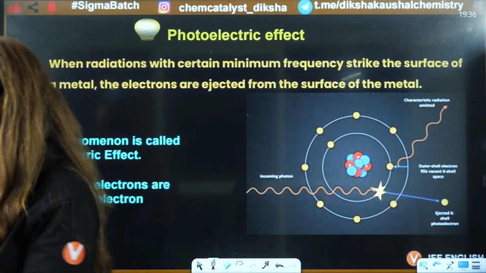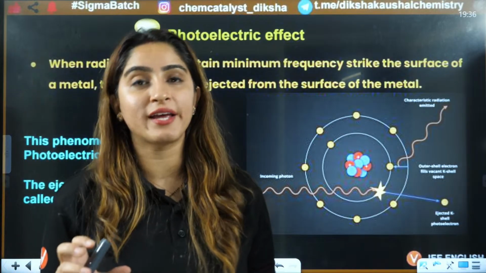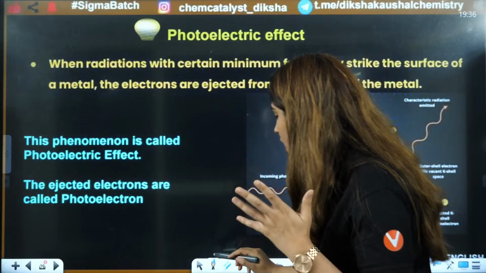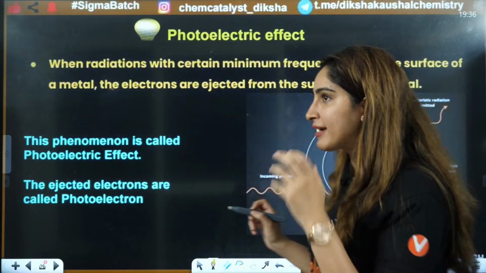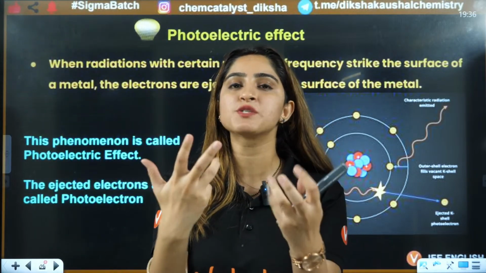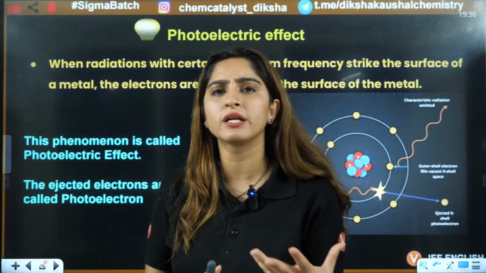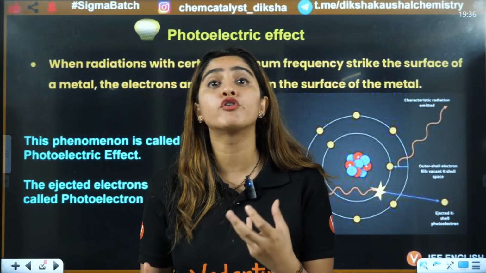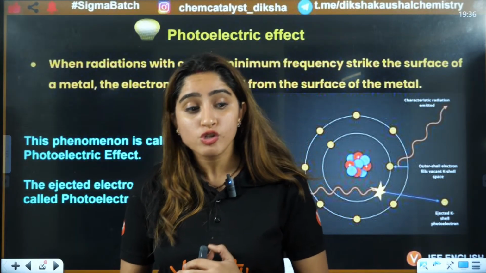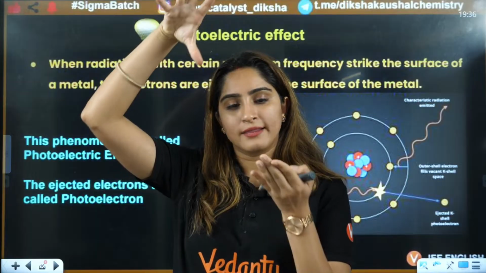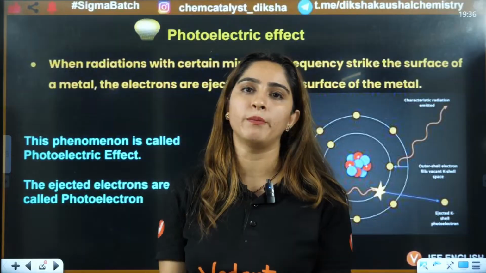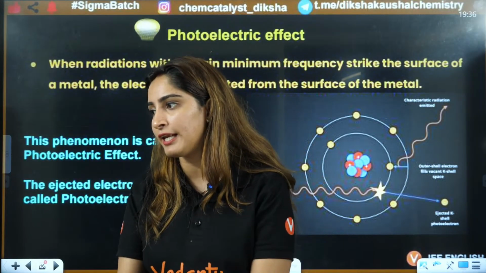Now, next is the photoelectric effect. Let's understand the photoelectric effect. Photoelectric effect is basically you have a light. Tell me, light is made up of which thing? Light is made up of photons, isn't it? So those photons will strike a metal plate. It's a very simple way, I'll tell you.